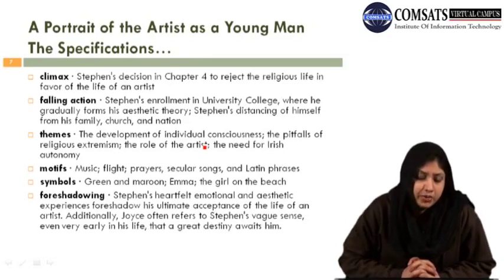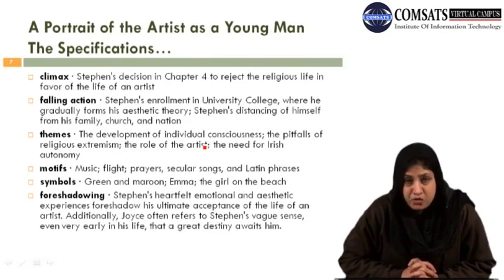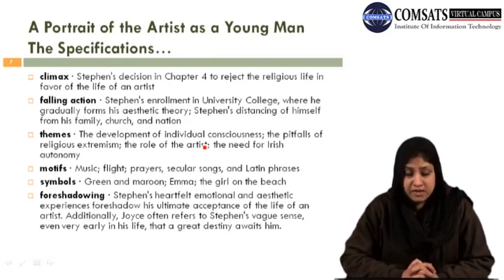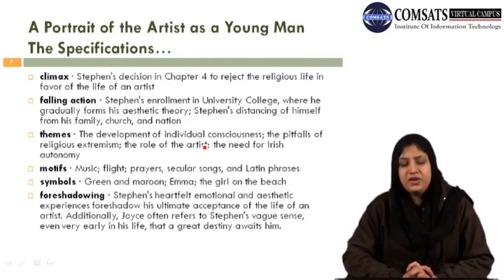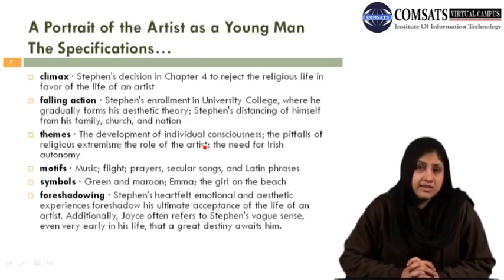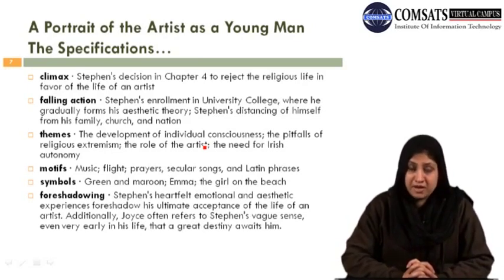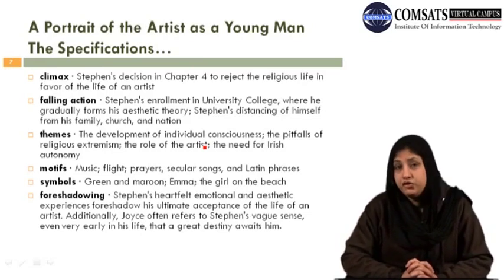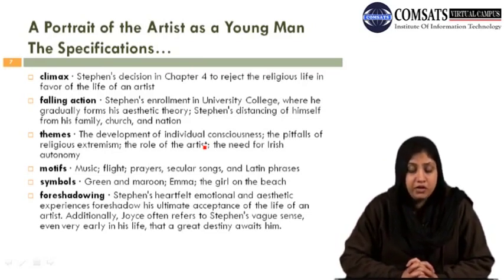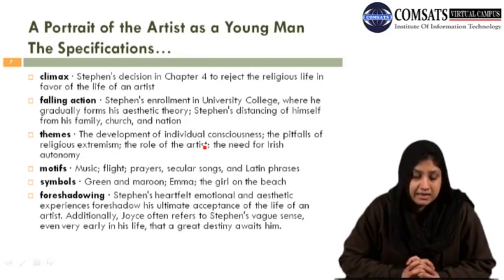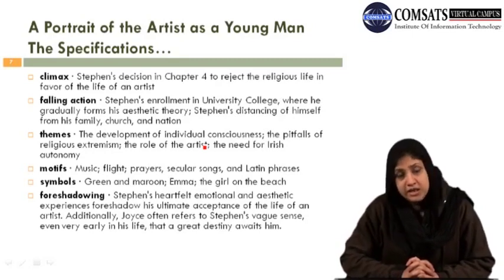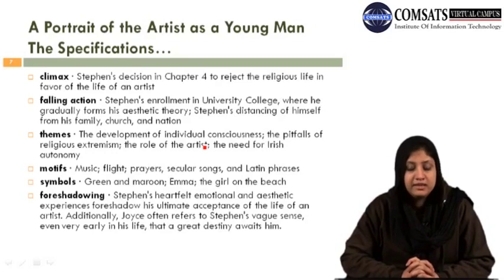Now, the foreshadowing: Stephen's heartfelt emotional and aesthetic experiences foreshadow his ultimate acceptance of the life of an artist. Additionally, Joyce often refers to Stephen's vague sense, even very early in his life, that a great destiny awaits him.